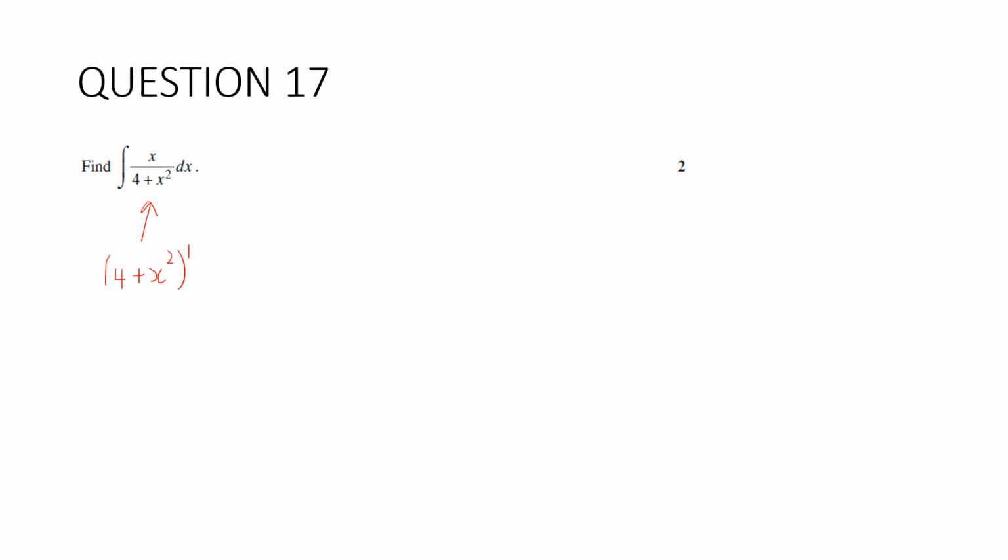Now I really want that 2x to be sitting there, so I'm going to adjust it. I'm going to write it like this: 2x over 4 plus x squared dx. But of course I can't change the question. There wasn't a 2 there initially, so I'm going to need to adjust it like this. Does that make sense? Half of 2 is 1. I haven't changed anything. And now I'm ready to go. This is going to be ln of 4 plus x squared, and then plus c.